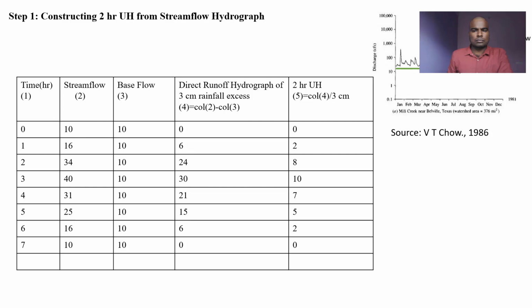At the 0th hour, we have a 10 meter cube per second discharge. At 1 hour, we have 16 meter cube per second discharge. At the second hour, we have 34 meter cube per second discharge. Similarly, at the seventh hour, we have 10 meter cube per second discharge.